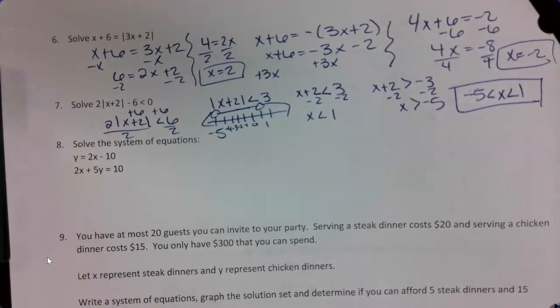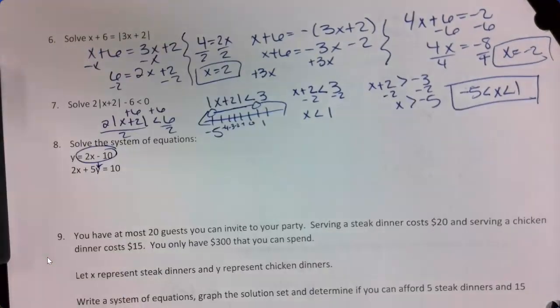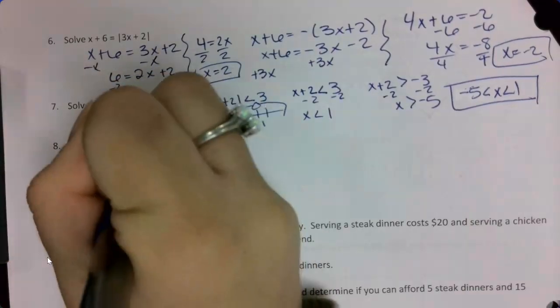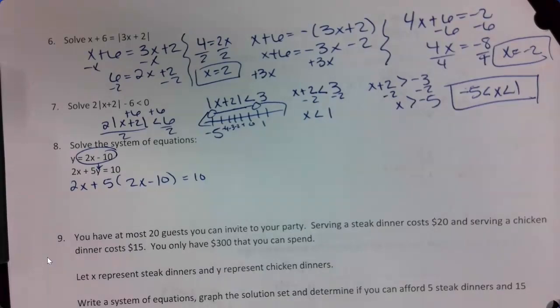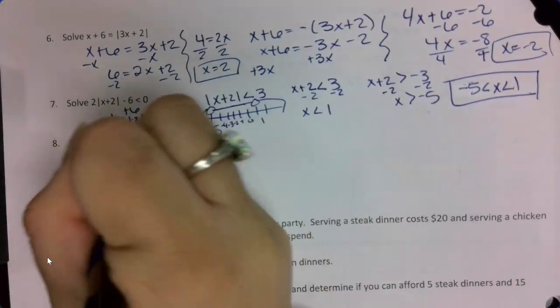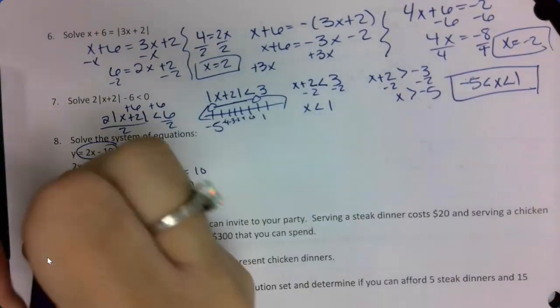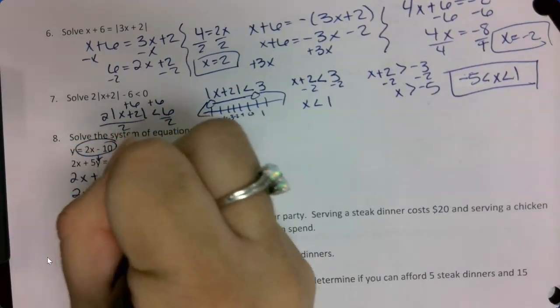This one wants me to solve the system of equations. Because I have one that's already solved for y, I'm going to use substitution. So I'm going to plug in. I have 2x plus 5 times 2x minus 10 equals 10. I'm going to distribute. I have 2x plus 10x minus 50 equals 10. Combine like terms: 12x minus 50 equals 10.